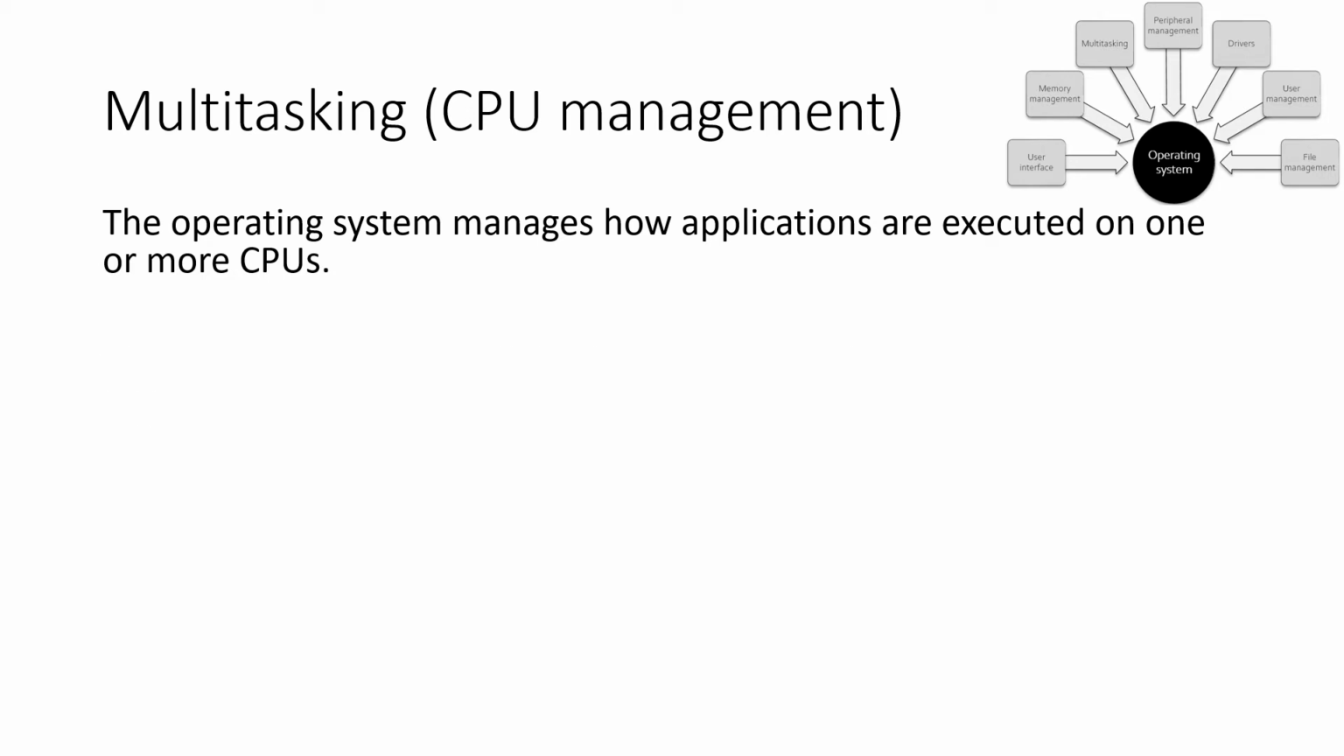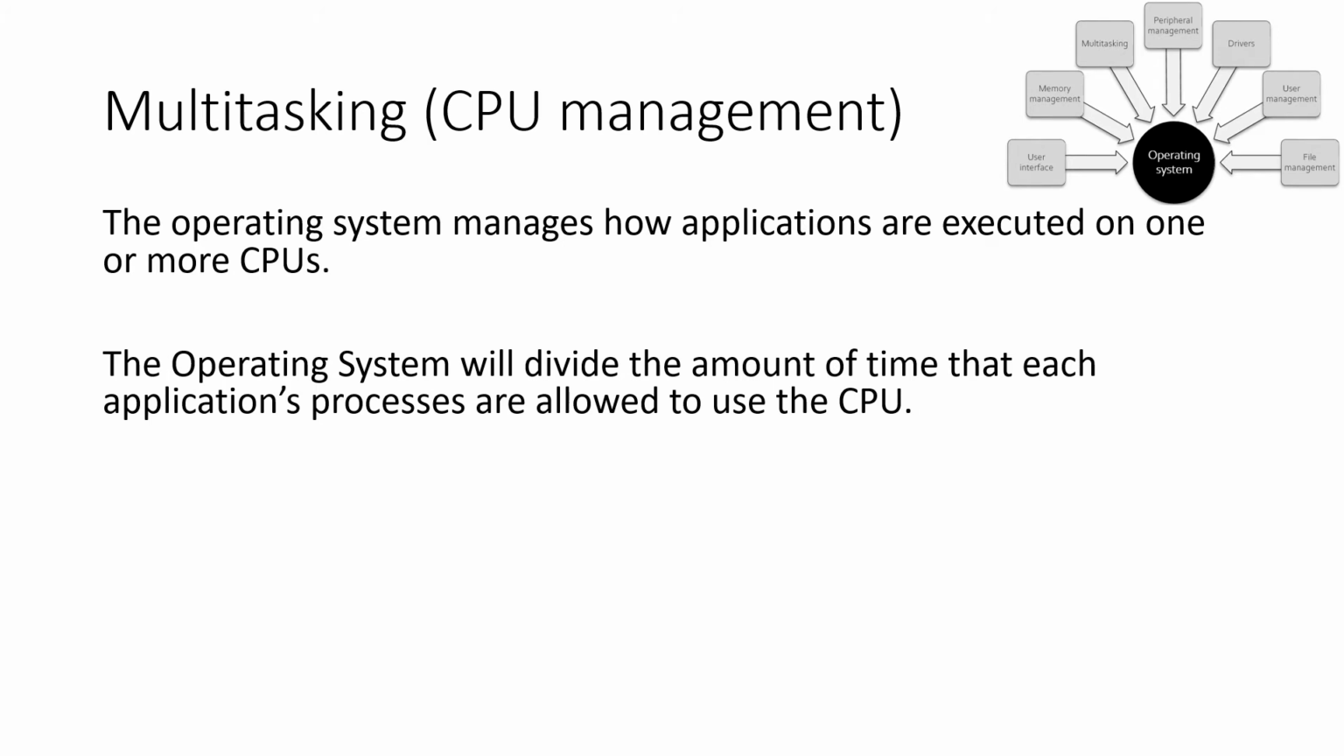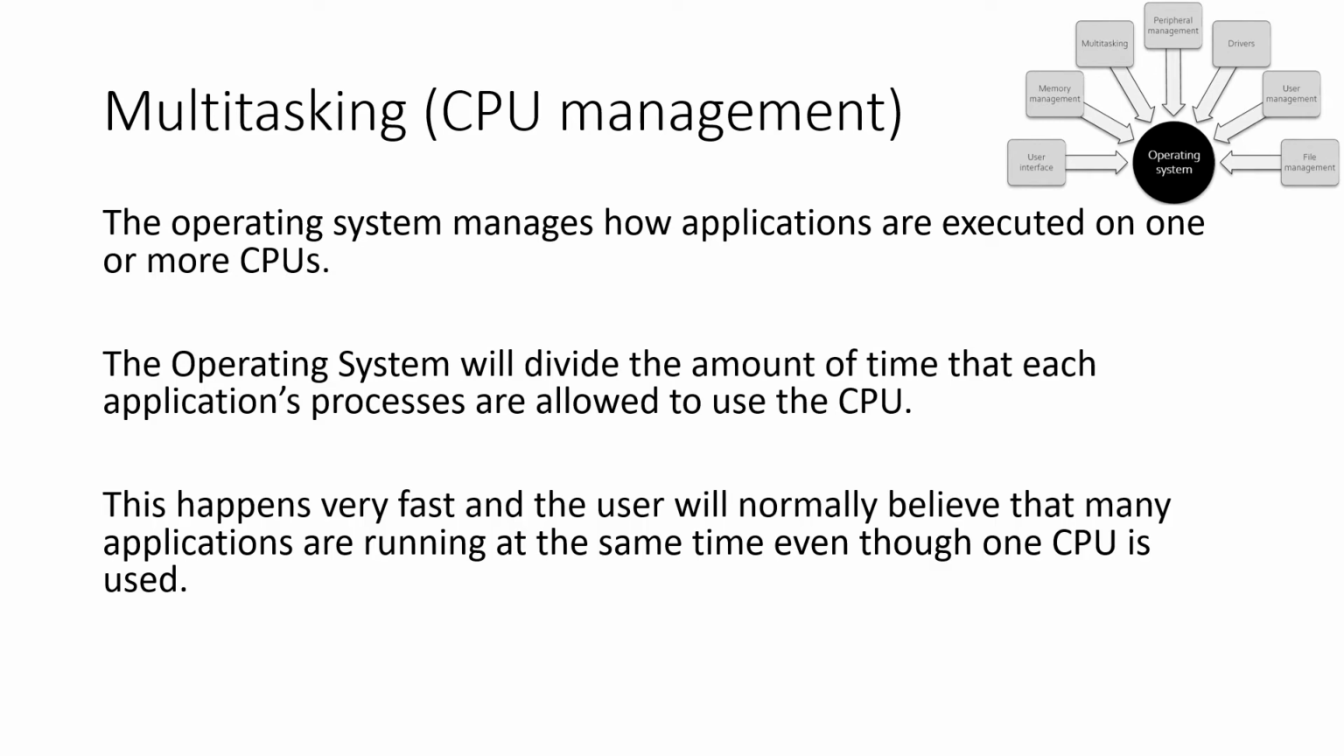How it multitasks on the CPU, so it just divides up the amount of time that each of these processes will be allowed to use the CPU. And it happens very, very fast. A bit like, think about a video. A video is just a series of pictures. But because they go so fast, you have the illusion of movement. And it's exactly the same with the CPU. The CPU will keep switching between different processes so quickly that it will appear that they're running at the same time.